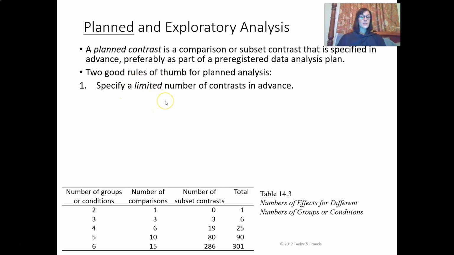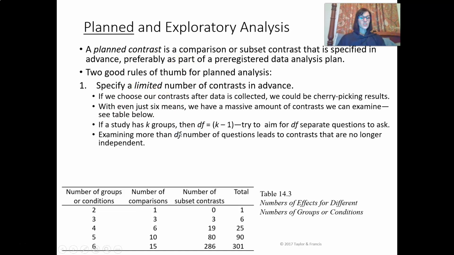Specify a limited number of contrasts in advance. You don't want to be picking your analyses after your data analysis. You could be cherry picking results. And additionally, because you didn't specify ahead of time, it's entirely possible that because of things like the dance of the confidence intervals and the dance of the means, you end up getting something that is not actually significant. You end up increasing the likelihood for a type 1 error.